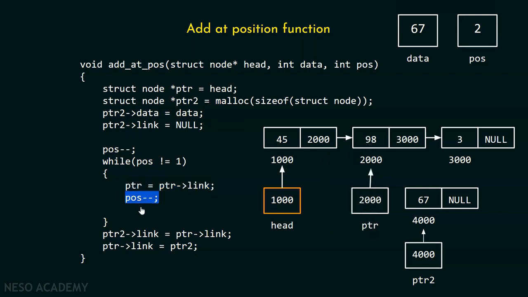After this, we will decrement the pos by 1 again. Here now it becomes 1, and then we will again check this condition. Is this satisfied? No, because right now this is 1 and 1 not equal to 1 is false, right? So we'll get outside of this while loop.